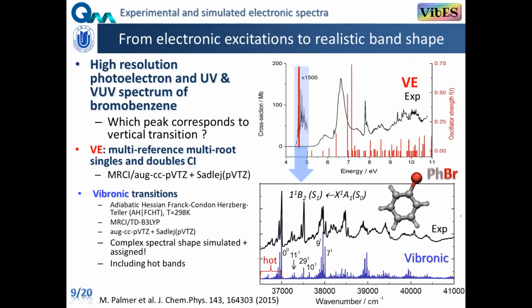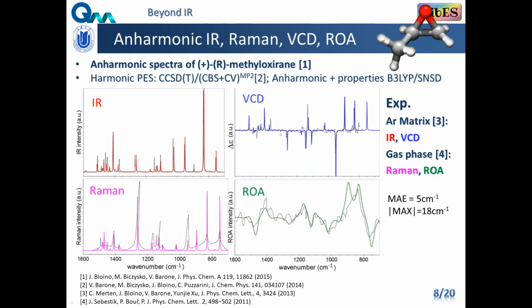This type of calculation can be done not only for infrared, but also for VCD, Raman, ROA. And this is again the example of methyloxirane showing good agreement for all of these spectroscopies.